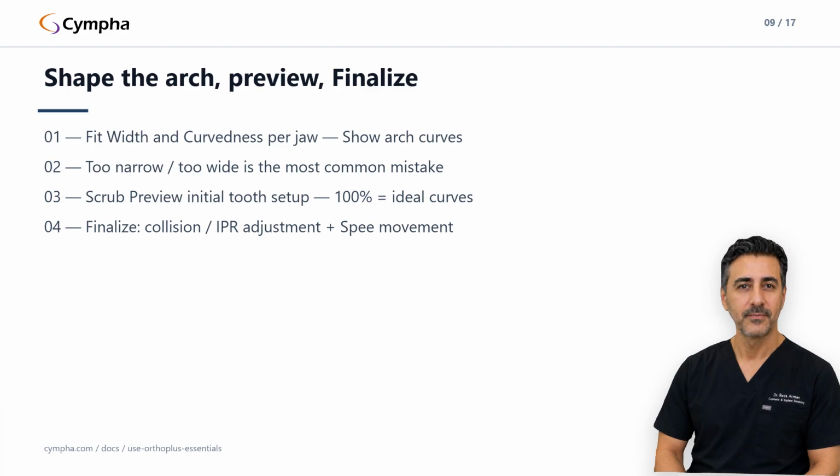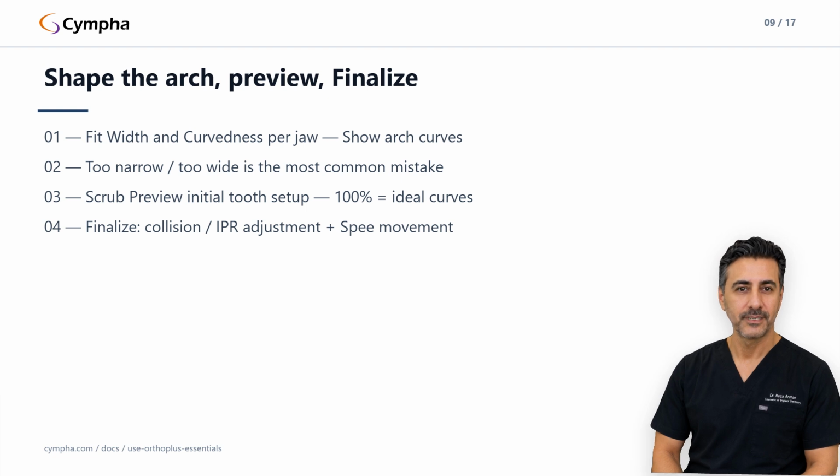Next, drag the preview initial tooth setup slider. Its value is the percentage the teeth will likely be moved. 100% means all the way to the ideal arch curves. Scrub it and judge the setup with your own eyes before committing. When it reads right, click Finalize. OrthoPlus runs the collision and IPR adjustment and the SPI curve movement, locking in the final positions. The treatment goal is set.